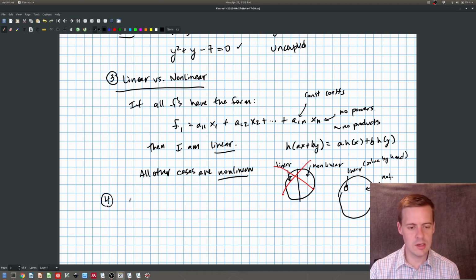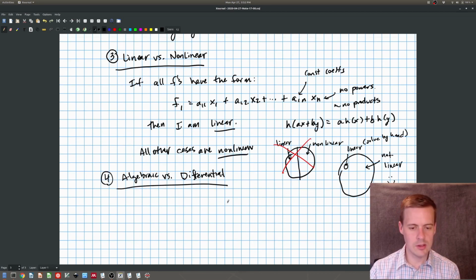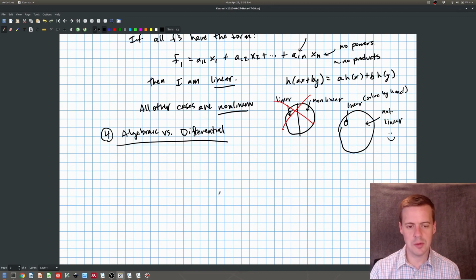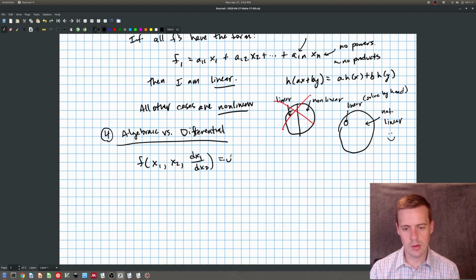So last thing, we're going to talk about algebraic versus differential. If I have equations, and I replace some of the x's, so instead of f of x1, x2, now I have dx1, dx2 equals 0. Now there's a differential here. This becomes a differential equation.